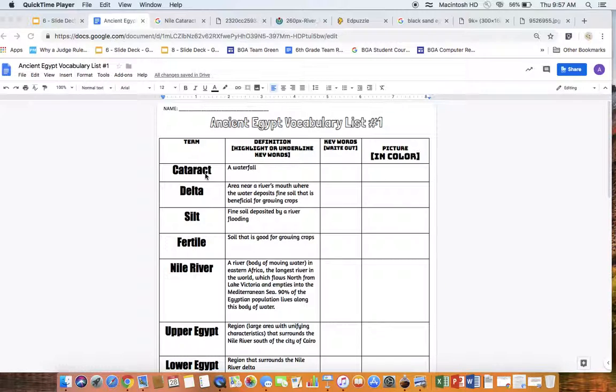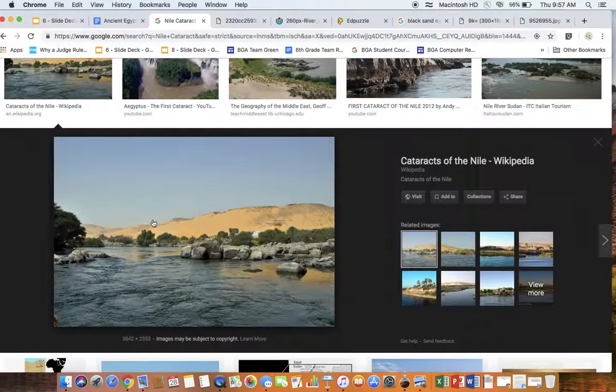So the first one is cataract. A cataract is basically a waterfall. We also hear the word cataract related to something with your eye, but in this case it's a waterfall. Along the Nile River there are cataracts. This is an example of one right here. What you'll notice is the river becomes very narrow, very difficult to navigate. You call a river that you can navigate a navigable river. So this poses kind of a hazard.